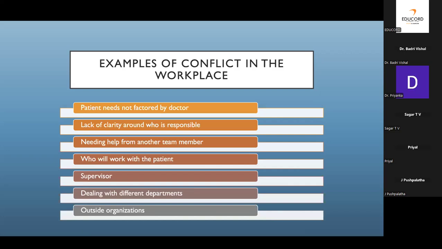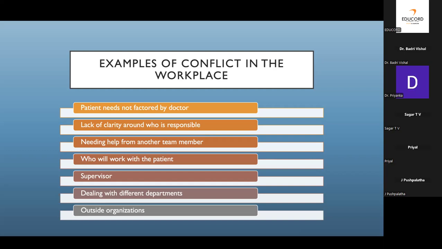Yes, sir. Examples of conflict in the workplace: the patient's need not factored in by the doctor, lack of clarity around who is responsible, needing help from another team member, who will work with the patient, the supervisor, dealing with different departments, outside organizations. These are all the conflicts occurring in the workplace.